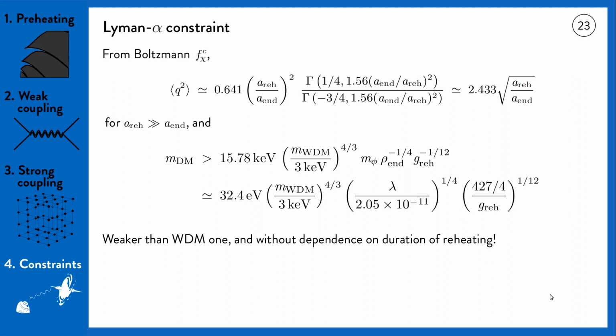This bound can be calculated analytically in the Boltzmann approximation. The RMS momentum is determined by the perturbative tail, and it has the exact scale factor dependence to lead to a lower bound on the dark matter mass that is independent of the coupling to the inflaton and of the duration of reheating. This universal bound is also much smaller than the warm dark matter one, equal to about 30 electron volts.